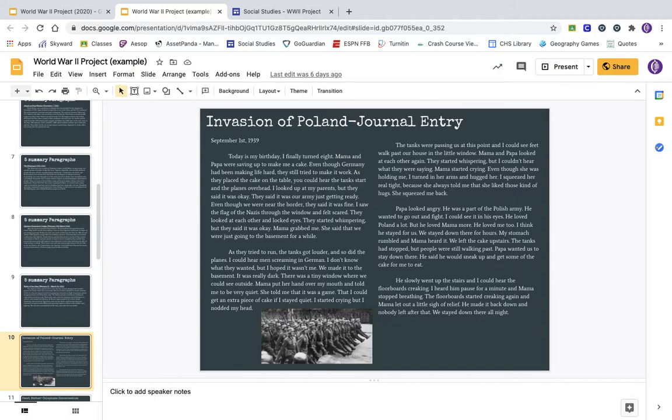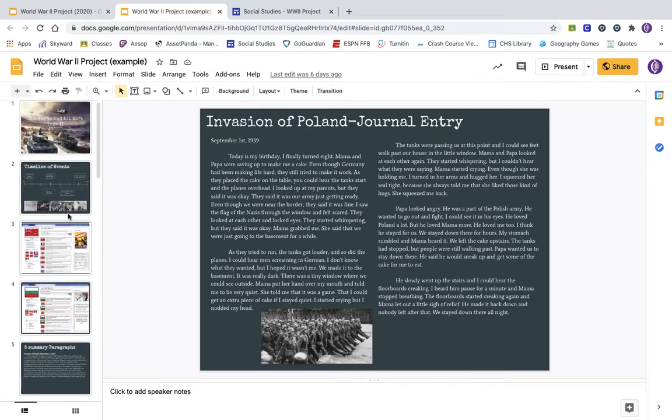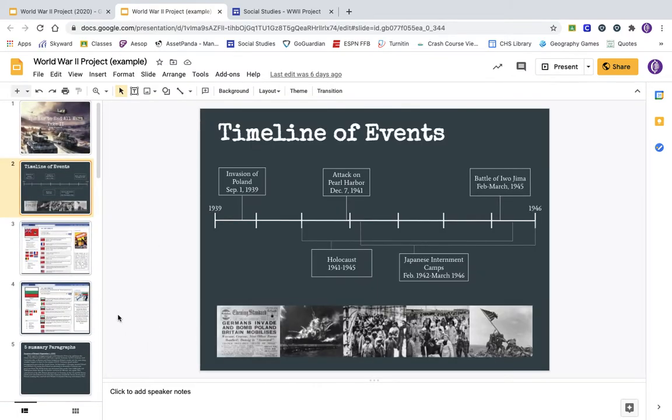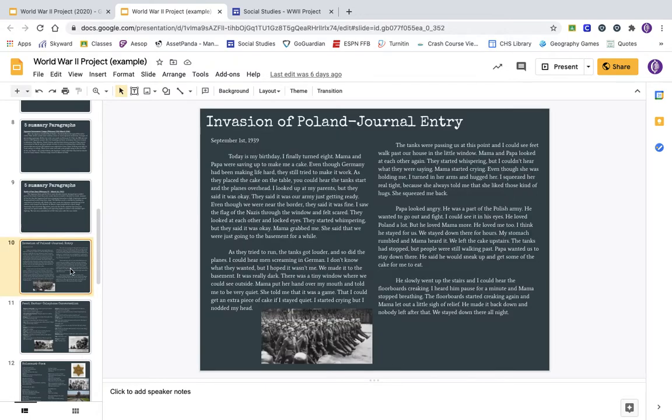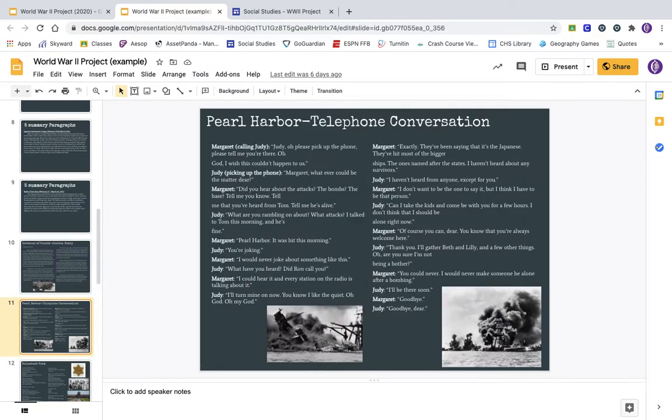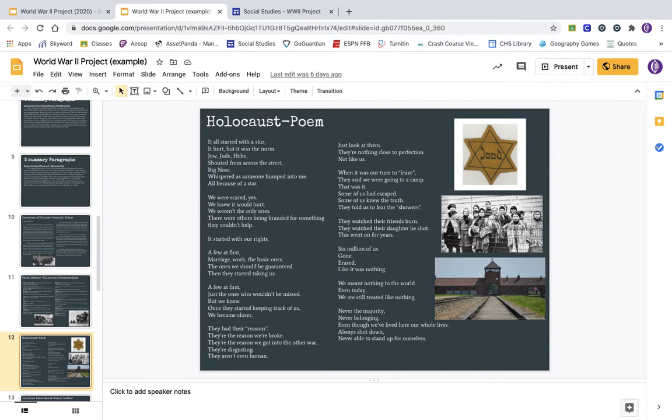For Invasion of Poland, I chose a journal entry. Notice I put a picture with them here. I also put pictures on the timeline of each event. You don't have to do this on here, I just thought it would dress it up a little more and looked better. But you do have to put pictures with your writing pieces, at least one picture that shows what it looked like. Then for the next one, I did a telephone conversation about Pearl Harbor, and then I did a poem about the Holocaust.